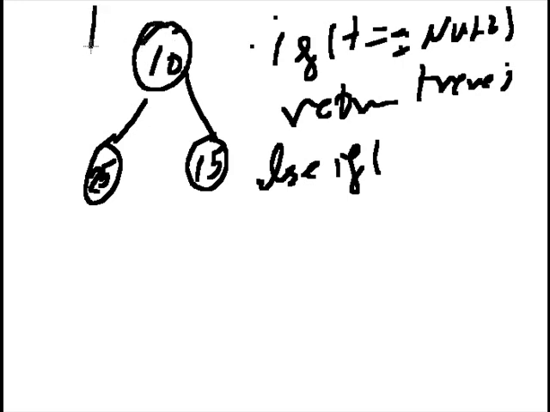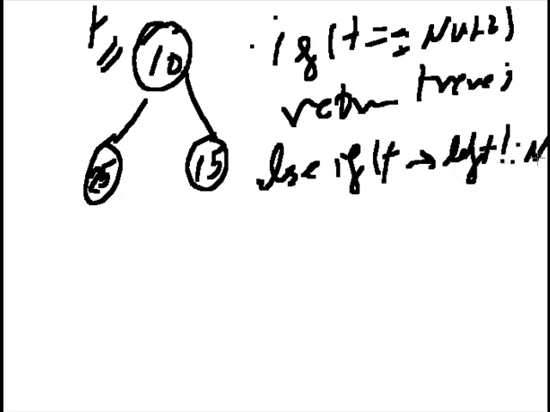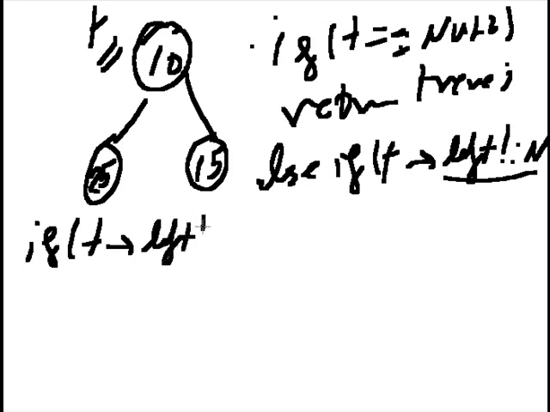I search for this node. Suppose this node is 2 t. So t now, slash left different from null. Okay, what does it mean t slash left? So I have if t slash left different from null.